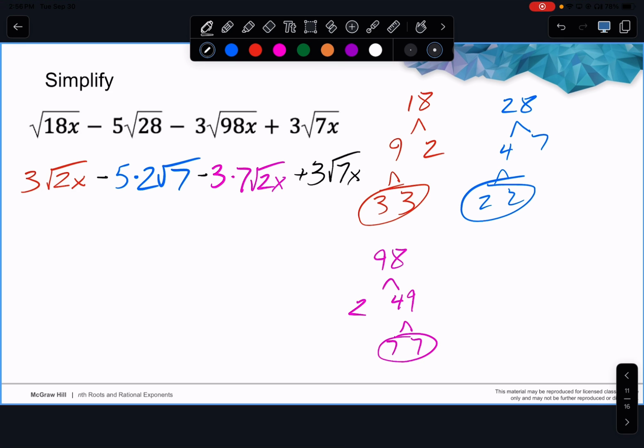Okay, now we have to do our multiplication. So I've got this right here and this right here. So let's take care of that. 5 times 2 is 10, right? So it's going to be a negative 10 square root of 7. 3 times 7 is 21, square root of 2x. The others stay the same.